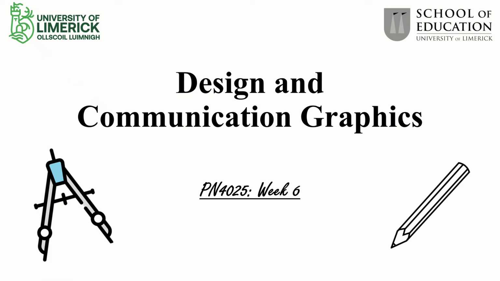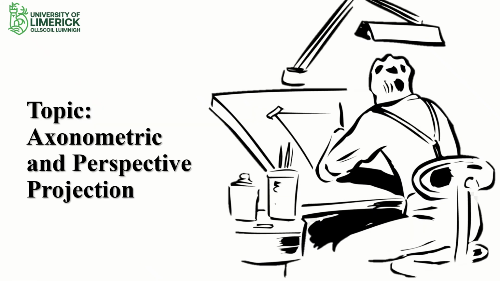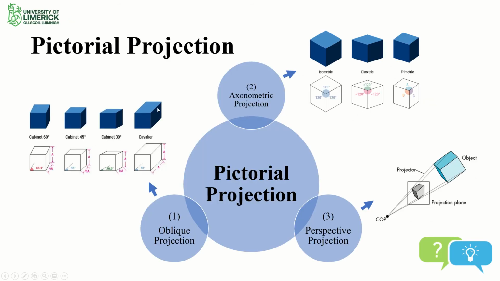This video is going to be for Design and Communication Graphics, PN 4025 for week 6. The topic we're going to be dealing with is axonometric and perspective projection. These all fall underneath the categories of pictorial projection. As you can see here, there's 3 different sections to pictorial projection. You have oblique projection, axonometric projection, and perspective projection.